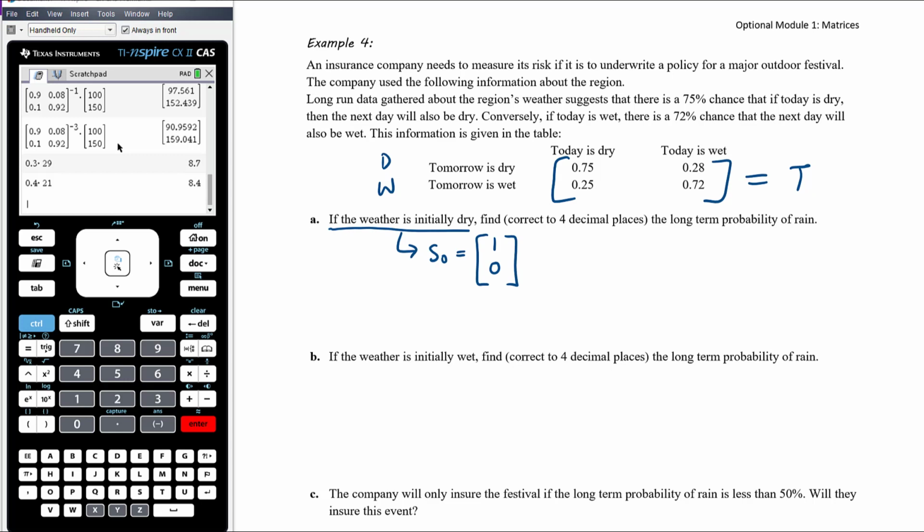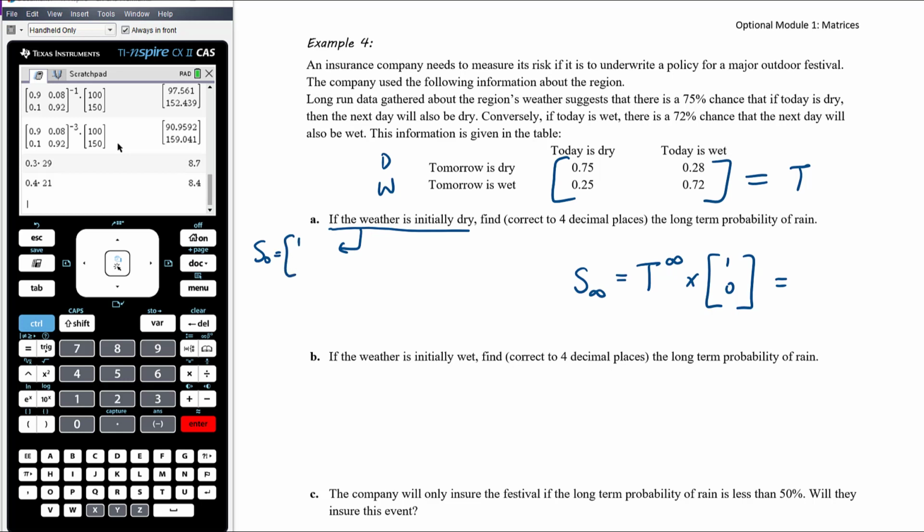Okay, so what we want to know is the long-term probability. So technically what we want to work out is S infinity, the steady state solution, which would be our transition matrix to a very large power multiplied by our initial state, which in this case is going to be 1, 0. So I'm just going to move this over so that I've got a bit more space. So we're saying S0 here is 1, 0.